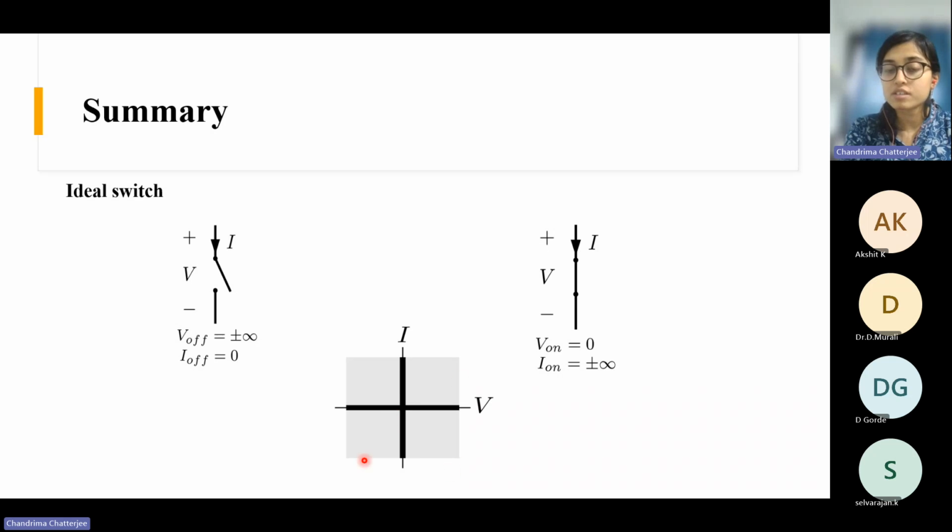All the four quadrants will be the operating area, because it can block voltage in any direction, in this polarity also, in the opposite polarity also, and it can also carry current in both the directions. So its operating region will be for all the four quadrants. But obviously, practically, we don't get any such device unless we connect them in some series or parallel combination. We can't get the operating region like this in all the four quadrants, right? With a single device, we can't get this kind of operating region.